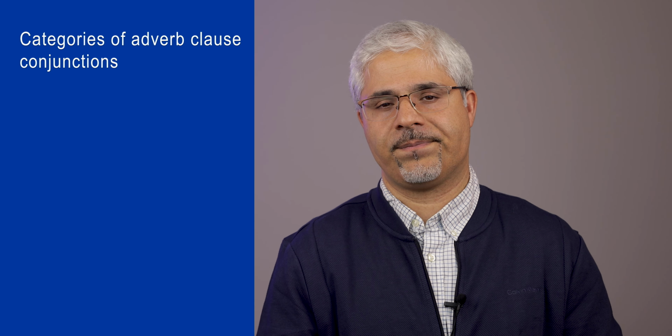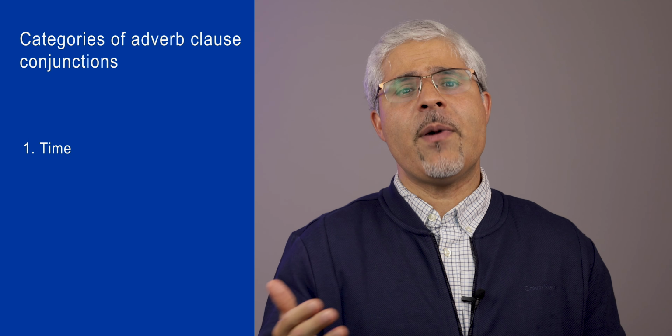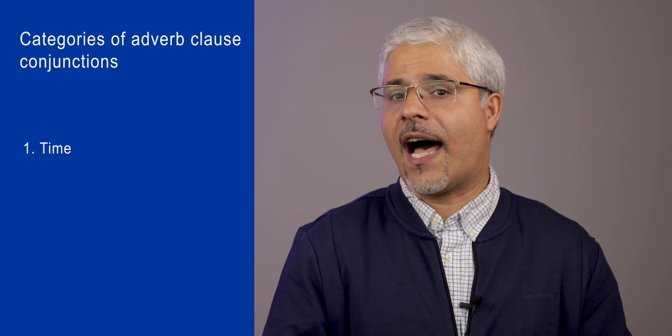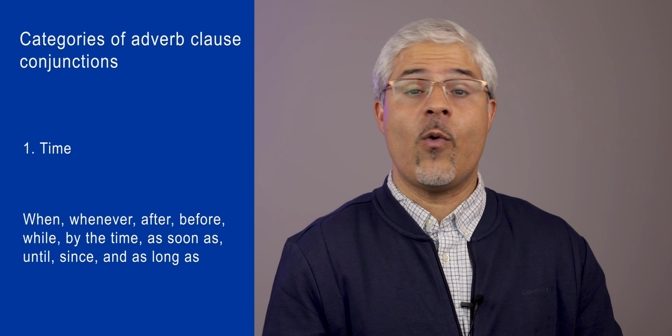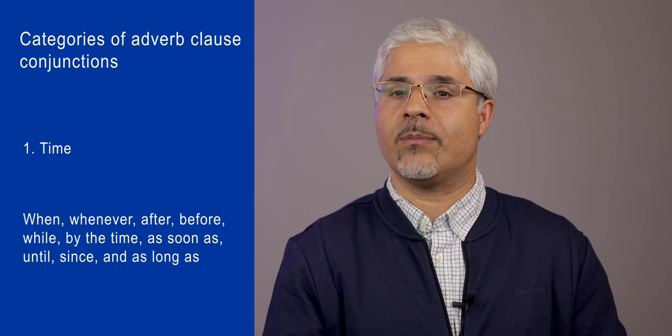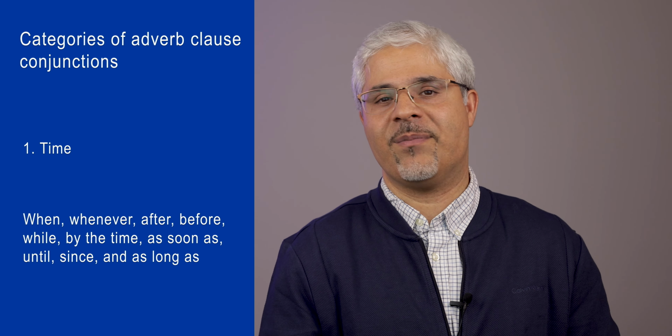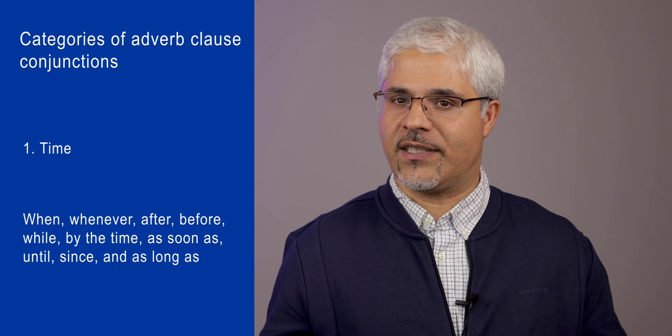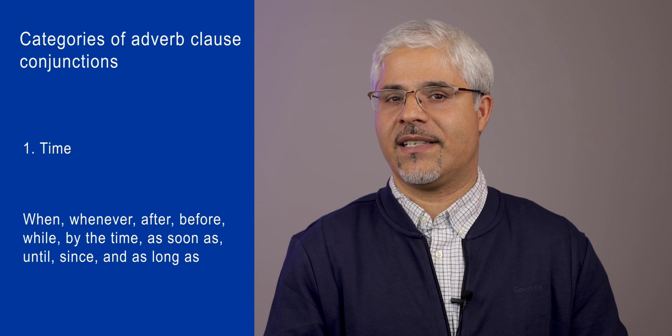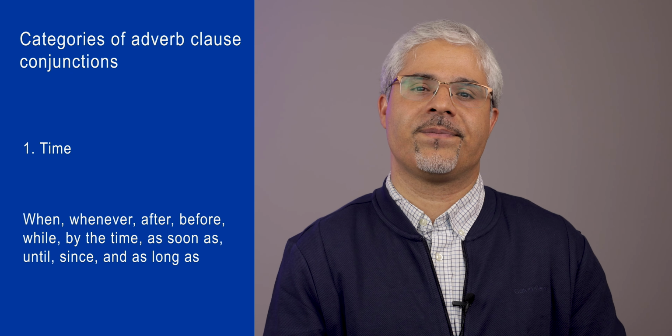As I said earlier, adverb clause conjunctions can be classified into 9 different categories. Time. The most common conjunctions for time are when, whenever, after, before, while, by the time, as soon as, until, since, and as long as.